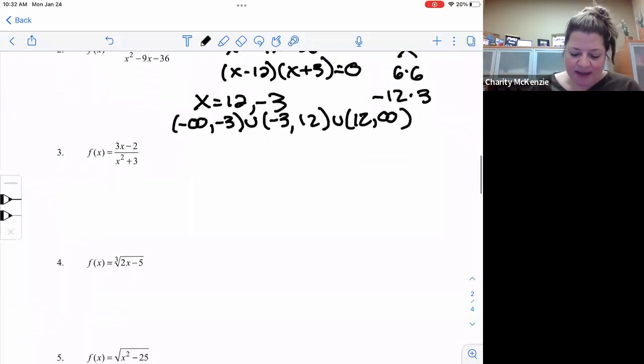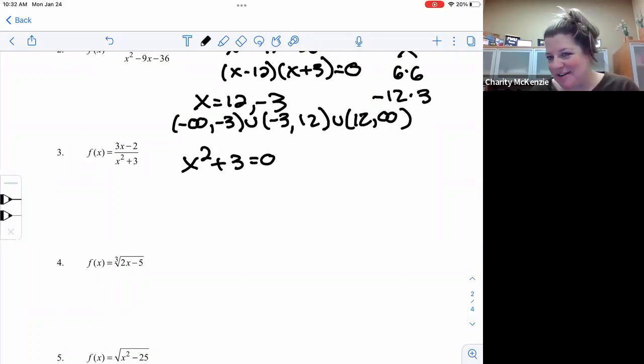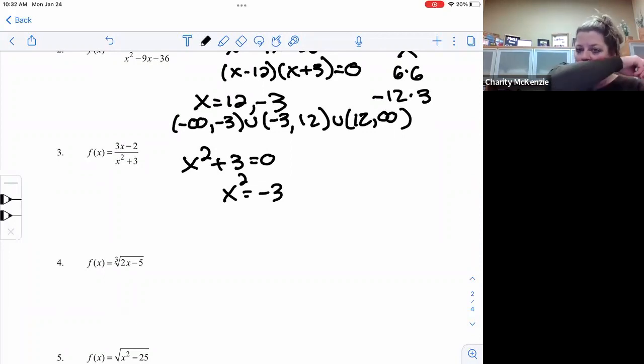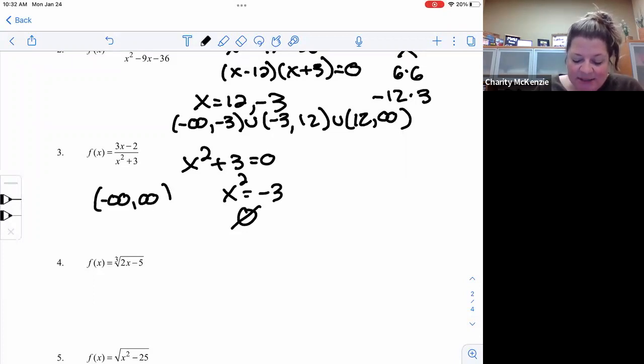Okay, number 3, where does this denominator equal 0? So x squared plus 3, where does that equal 0? If I subtract the 3 over, I could try to factor, but it's not factorable. Or you can solve it this way: where does a square equal a negative? It doesn't. So this doesn't actually equal 0, so it doesn't have a hole in the graph. So this is no solution. And so this one is all from negative infinity to infinity. It's continuous everywhere.